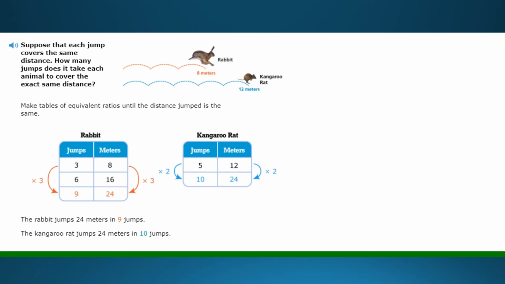All right, so this is how the example was. Well, they multiplied for the kangaroo rat 12 times 2 and got 24, and the jumps by 2 and got 10. On the rabbit, we see they went in increments of 3. So 3, 6, 9, and then 8, 16, 24. The rabbit jumps 24 meters in 9 jumps. The kangaroo rat jumps 24 meters in 10 jumps.